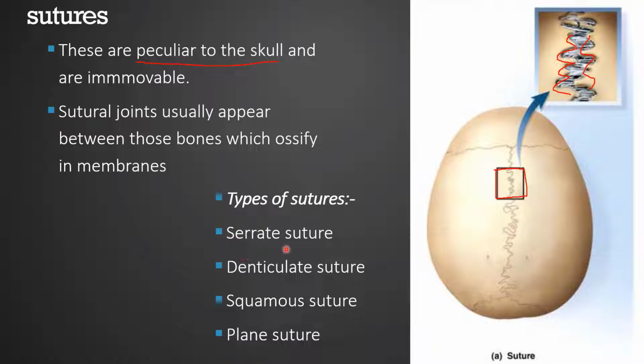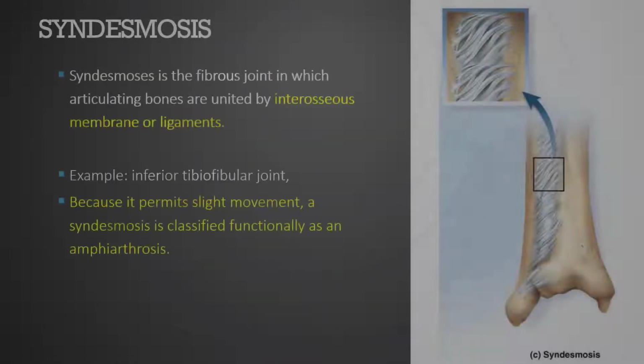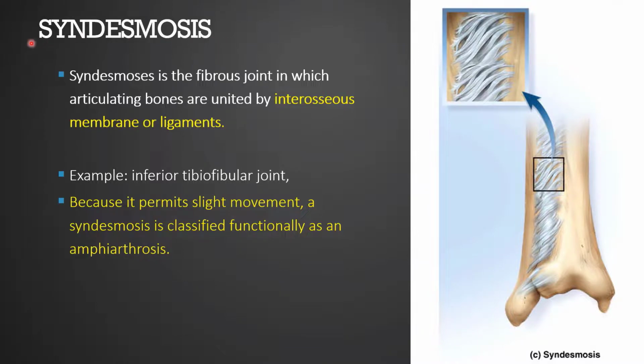The second type of joint present in fibrous joint is syndesmosis. So syndesmosis basically is a fibrous union between the bones. As you can see in this diagram, there is an interosseous membrane. Okay, so interosseous means, inter means within the two and osseous means bones. So interosseous means within the two bones there is a presence of membrane, as you can see in this diagram. So it's a fibrous joint in which the articulating bones are joined by interosseous membranes or ligaments.